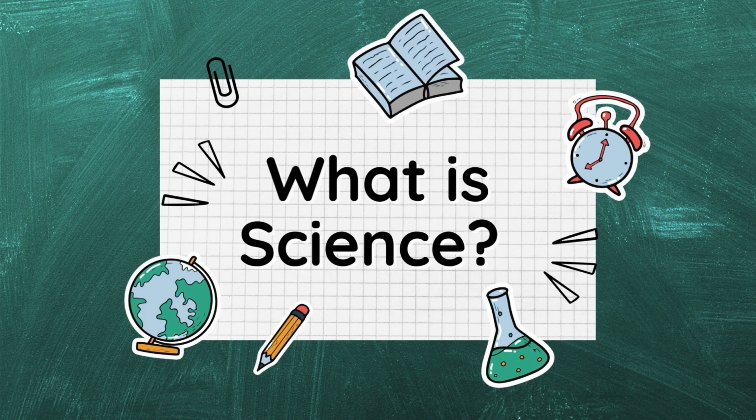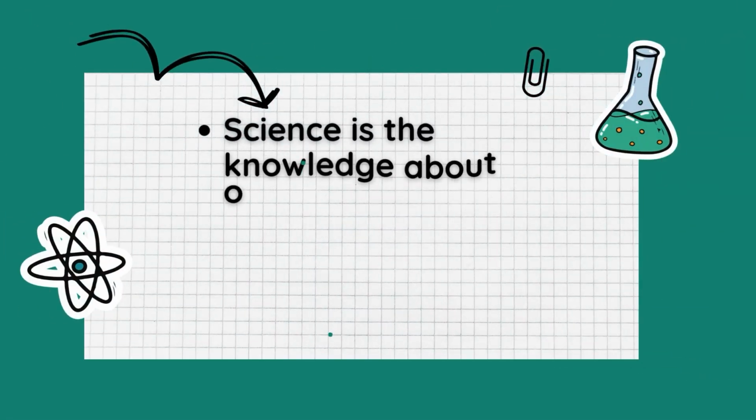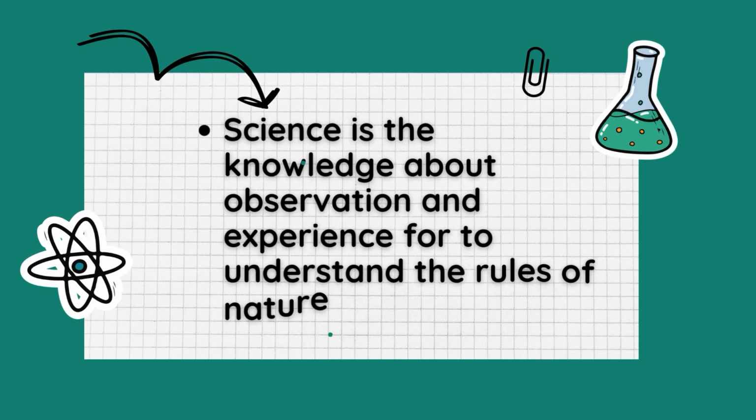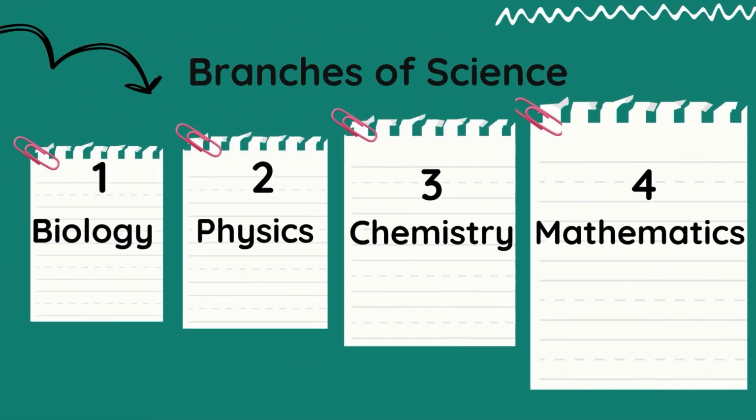Today, we're diving into the essence of science and its branches. Science is the pursuit of knowledge, focusing on the natural world through observation and experience. It's fascinating how science is divided into 4 main branches: biology, physics, chemistry, and surprisingly, mathematics.